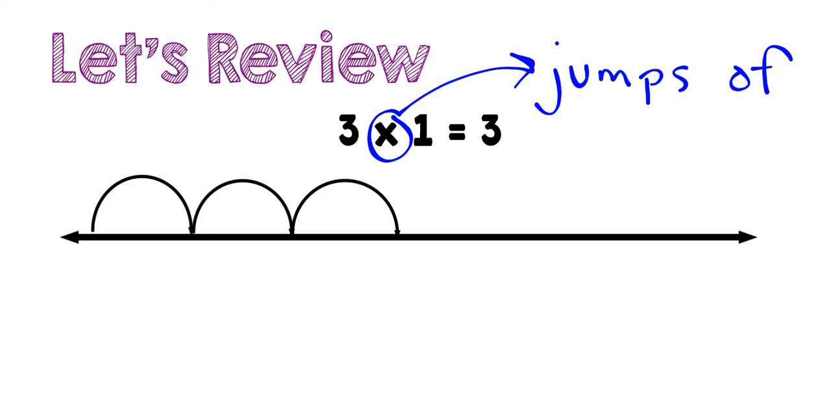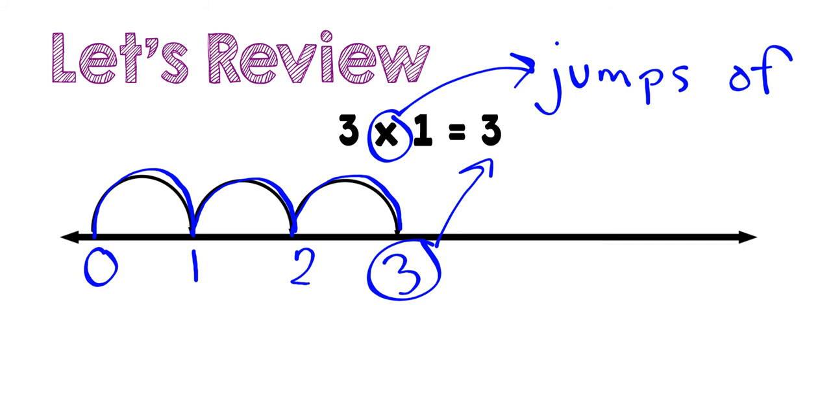Let's look at it on a number line. First, we start at 0 and take one jump of 1, which gets us to 1. Next, we take another jump of 1, which gets us to 2, and a final jump of 1, which gets us to 3, which is where our answer comes in.